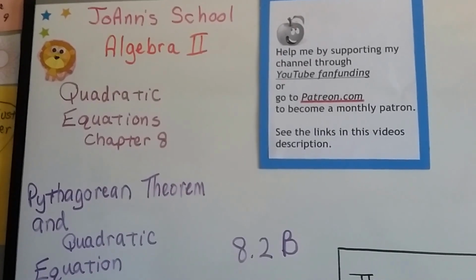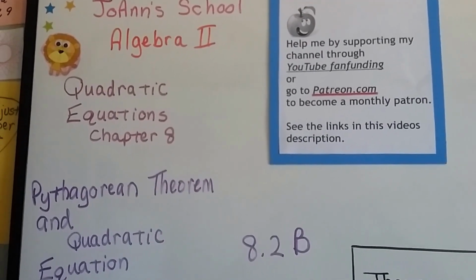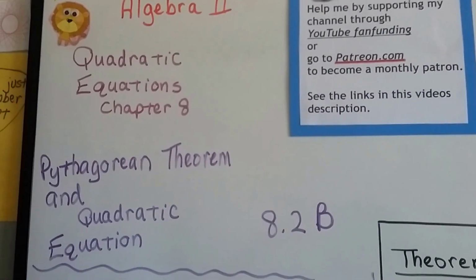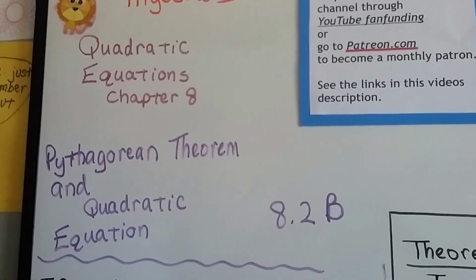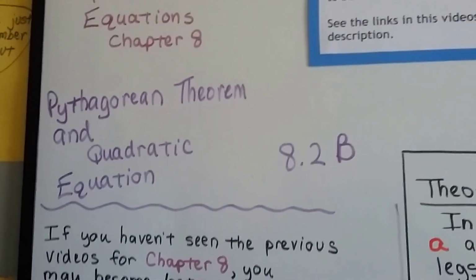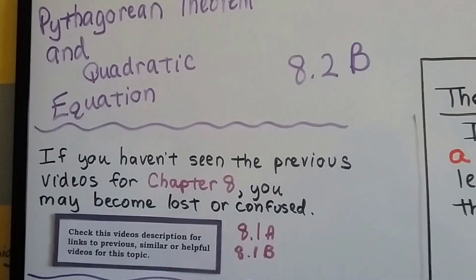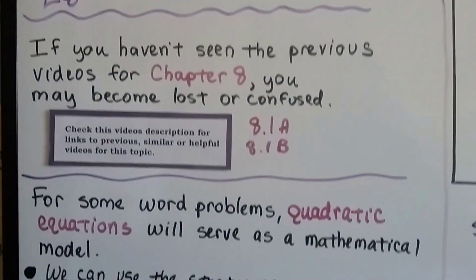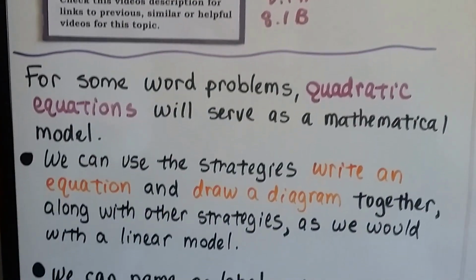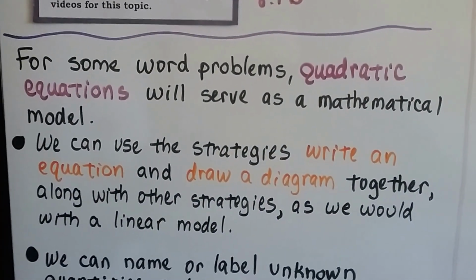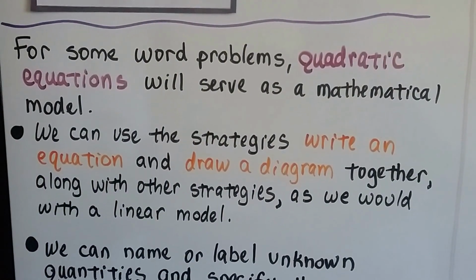Okay, we're in quadratic equations in Chapter 8 for Algebra 2. We're at 8.2b. And this is a Pythagorean Theorem word problem, and we're going to use a quadratic equation. If you haven't seen the previous videos, you can just click on this video's description and watch those if you become lost.